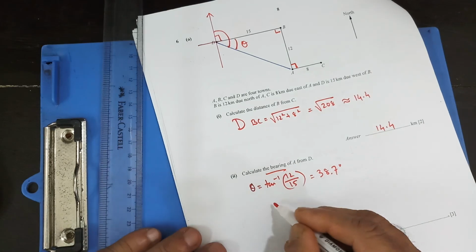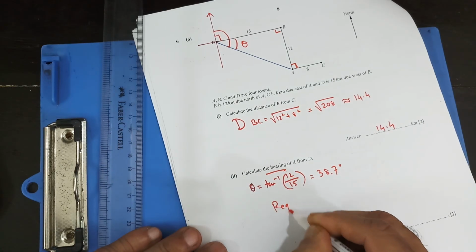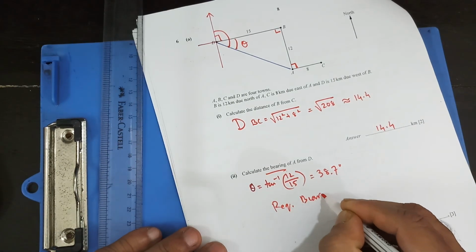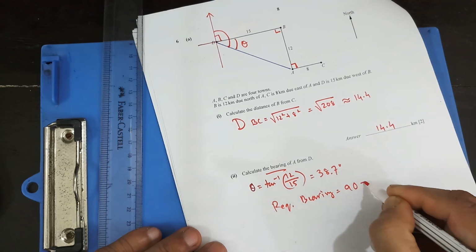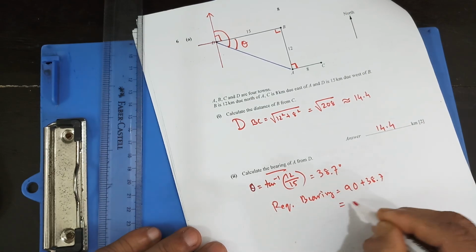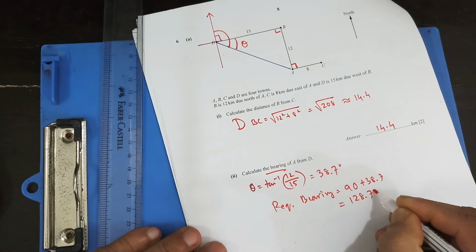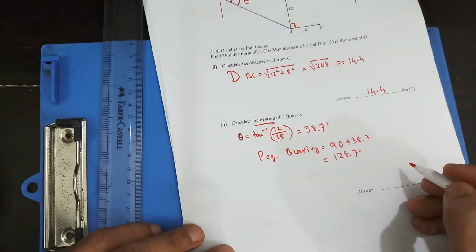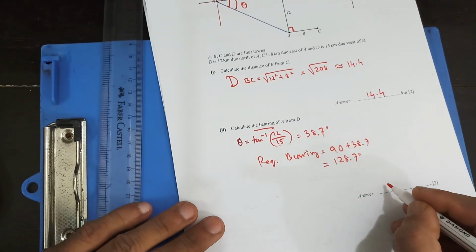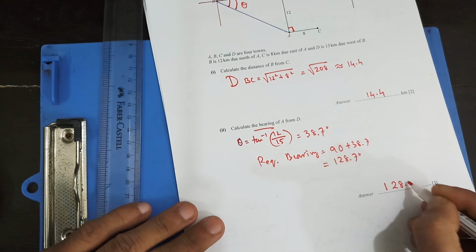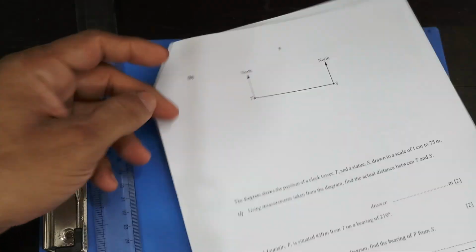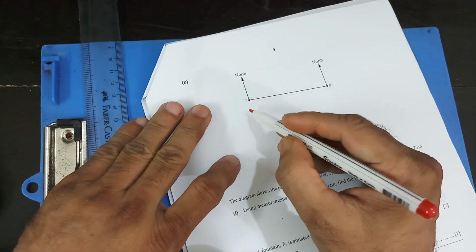So the required bearing is equal to 90 plus 38.7. So it's going to be 128.7 degrees. Okay, so I can write down 128.7 degrees.